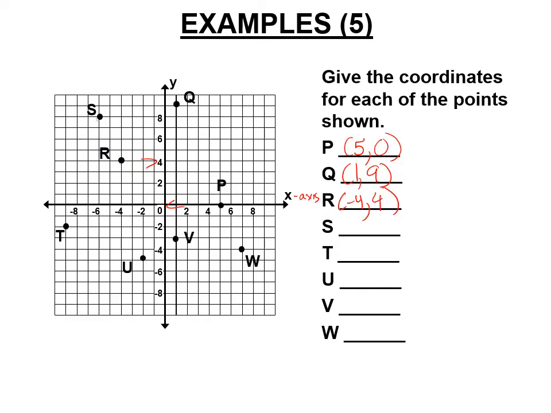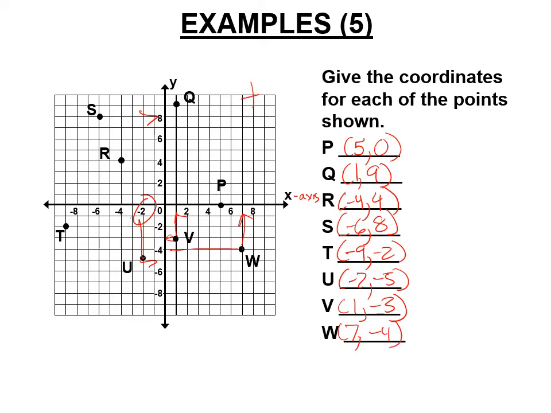S, you go down and get the negative 6. You go over and get the positive 8. T, you go up now to the x-axis, get negative 9, and you go over to the y and get negative 2. U, you go up and get this negative 2 right there, and then you go over and get this negative 5. V, you go up and get the positive 1, then you go over, get the negative 3. W, you go up, get the positive 7, and then you go over and get the negative 4.